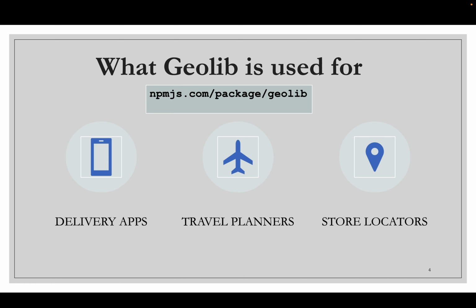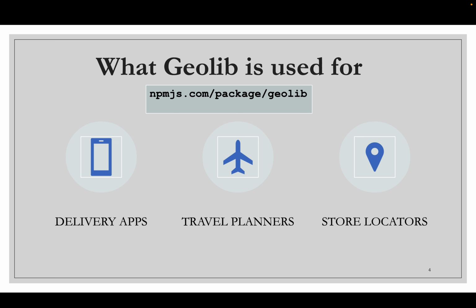So what is the library actually used for? Let me give you some real world examples. First, delivery apps. Think about DoorDash, Uber Eats, or Instacart. When you open the app, it needs to figure out which restaurants are closest to you and how far away they are. GeoLib can calculate that distance instantly. It could also help sort restaurants from the nearest to the farthest so that you can get the closest option first.